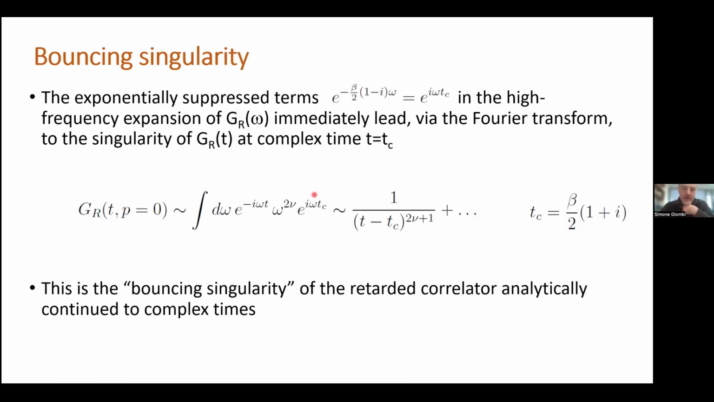Okay, so what's the relation to the singularities? That basically just follows from the Fourier transform. Once you realize that the retarded correlator in frequency space has these non-perturbative tails, these non-perturbative corrections that go like e to the minus beta over 2 (1 minus i) omega, which we can call e to the i omega t_c, then by Fourier transform, going back to the time domain, there will be a contribution which goes like 1 over (t minus t_c) to some power. And that's the singularity in the complex time domain, which we may call a bouncing singularity.